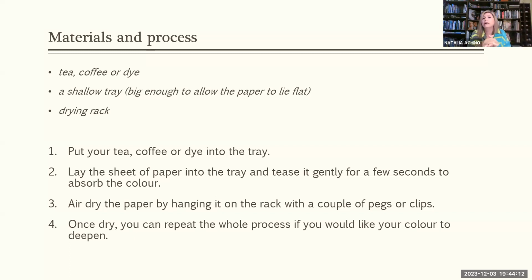I try not to send so much waste to the tip. So that's why I'm trying to recycle and be really environmentally conscious. You need a shallow tray. It has to be big enough to allow the paper to lie flat. Or if you don't have anything, you can use a pot, but remember that you have to insert the paper vertically, and that's quite more difficult. And a drying rack. So what do we do first?